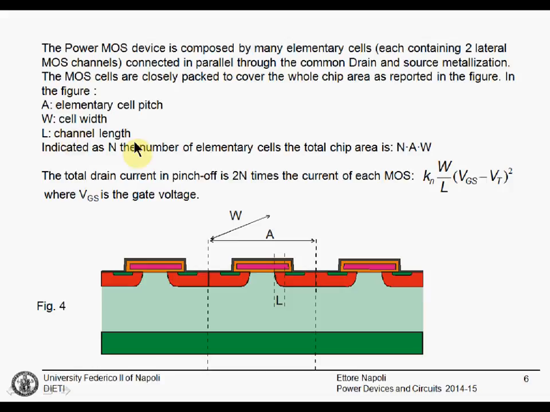If we indicate as n the number of elementary cells in the chip, the total chip area is simply n multiplied by A multiplied by W. The total drain current in pinch-off is twice n times the current of each MOSFET, that is Kn multiplied by W divided by L multiplied by (VGS minus VT) squared, where VGS is the gate voltage.